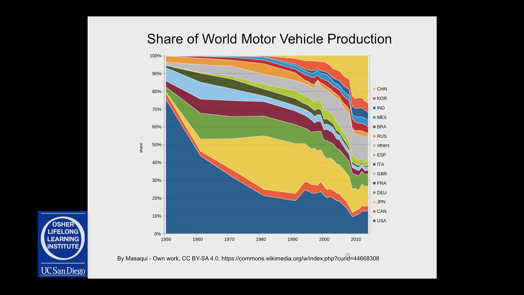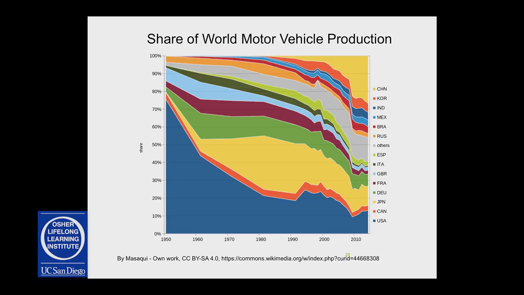Second biggest was the light blue, which is Great Britain. France is the maroon. Green is Germany. The yellow is Japan. Notice how small that is until the 1960s, and that's when Japan really starts taking off. So you can see the yellow area gets bigger and bigger. When these other areas are getting big, notice that the U.S. area is shrinking more and more as a fraction of world motor vehicle production.